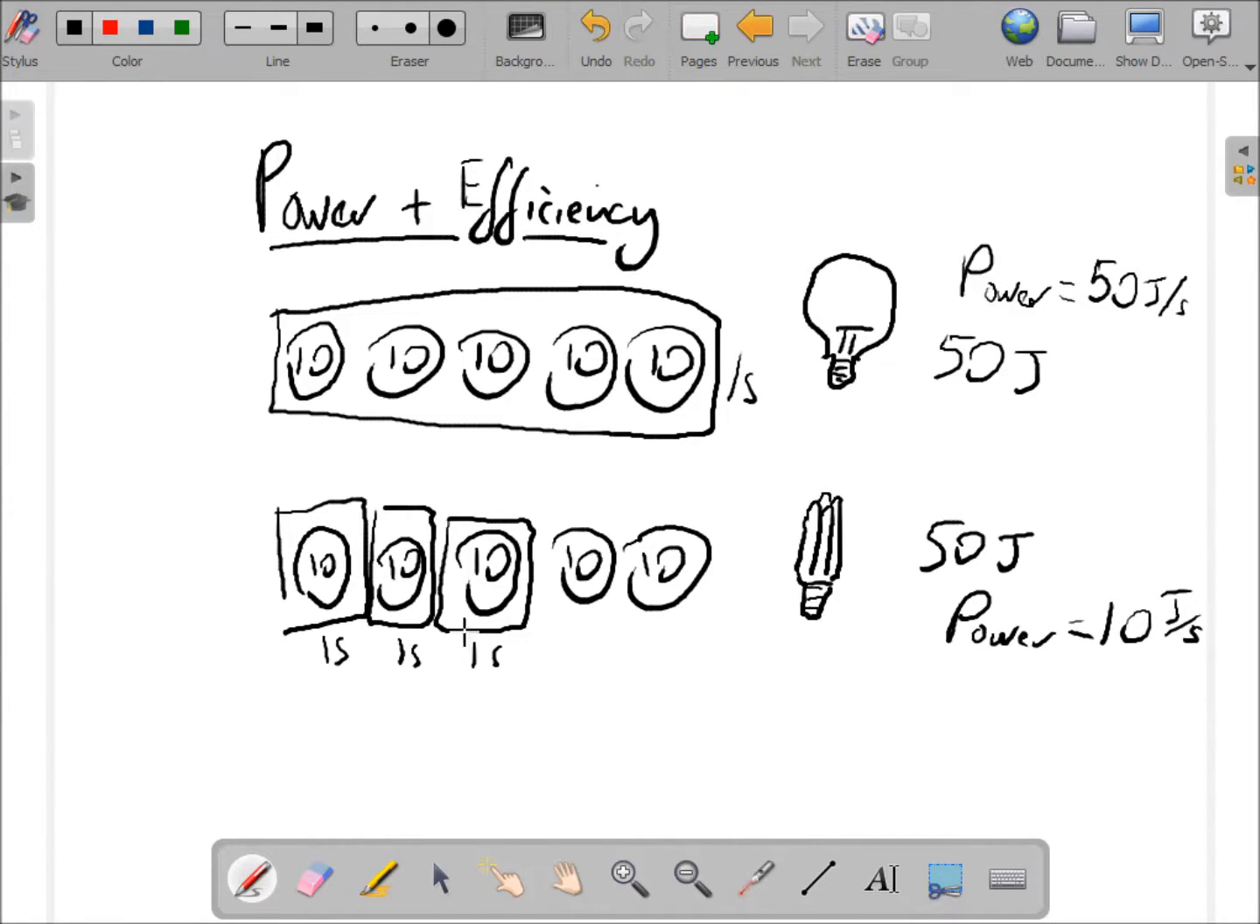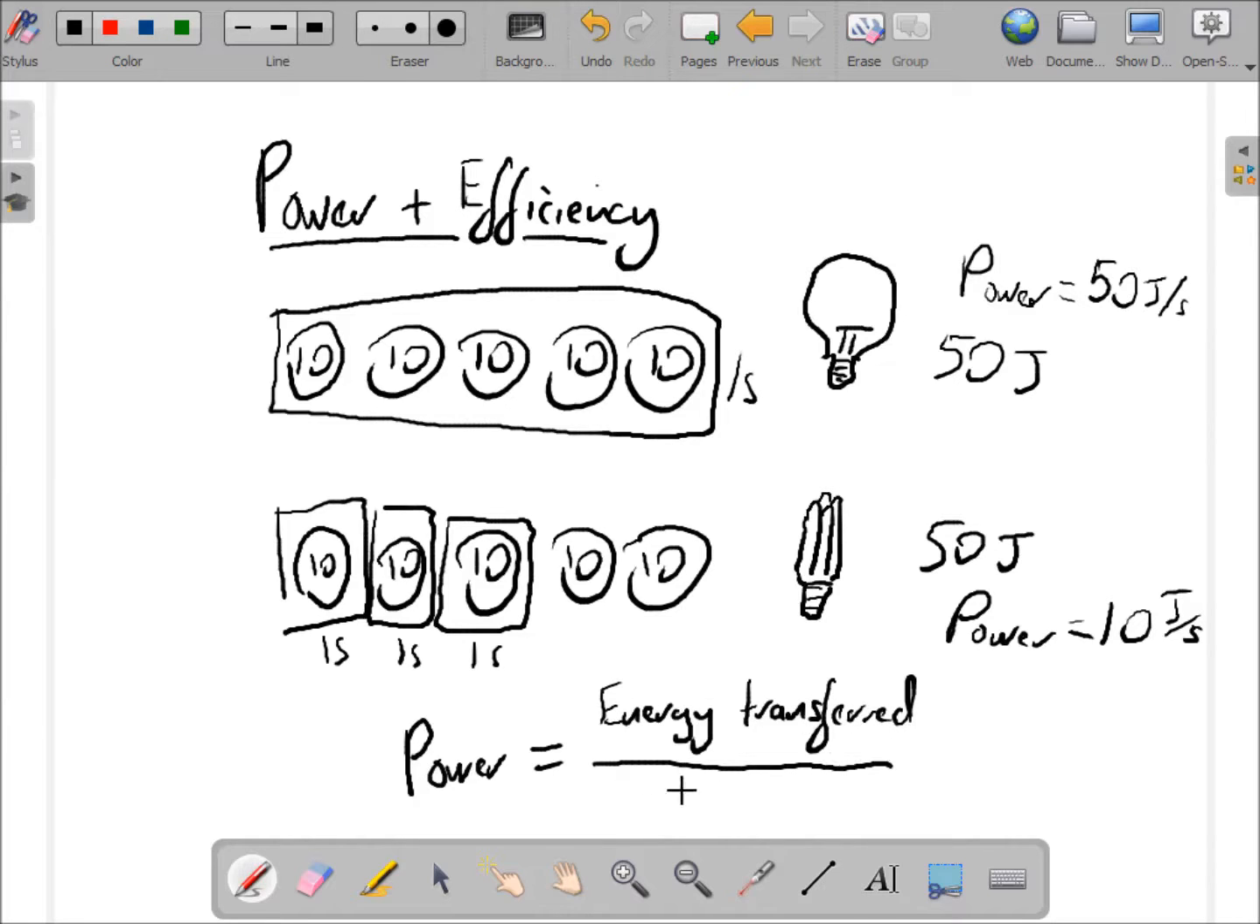Now this leads us to firstly a definition of power, which is the energy transferred by a device divided by the time. Okay, so that's a general equation of power. But obviously we need to define the units here, and there is a special unit for power. And the power unit we usually use is the watt.